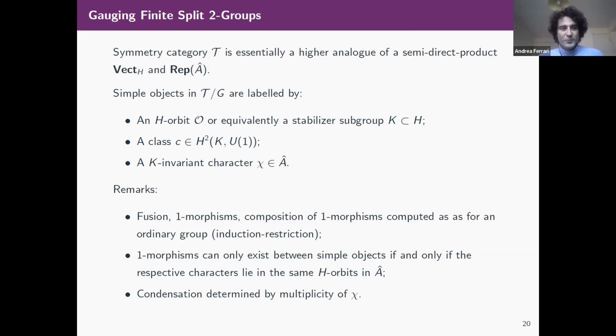We can make some remarks concerning this piece of data. The fusion, one-morphisms, and composition of one-morphisms are computed essentially as for an ordinary group, in the sense that by following it through all the manipulations, we get two formulas that very closely resemble the induction and restriction formulas for groups and their representations. Another point that arises from this analysis is that one-morphisms can only exist between simple objects if the respective characters chi live in the same H orbit. And whether something is a condensation or not depends this time on the multiplicity of the orbits.